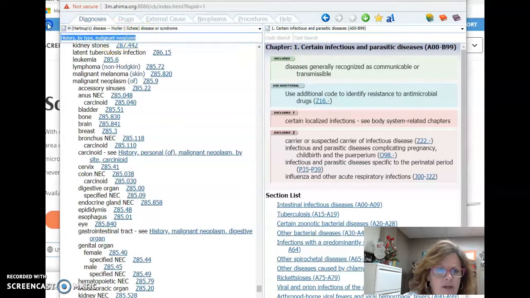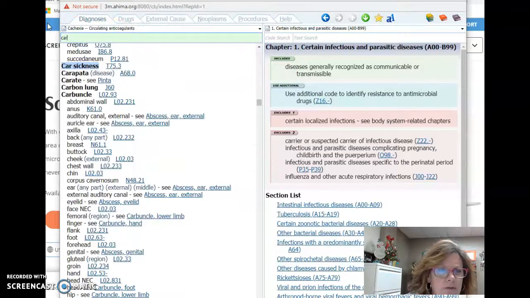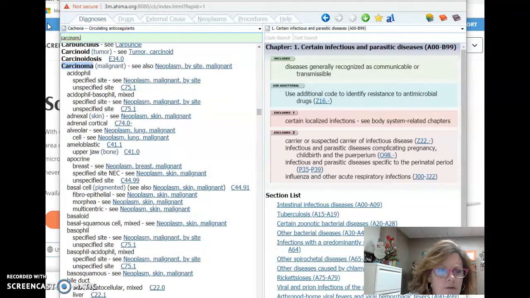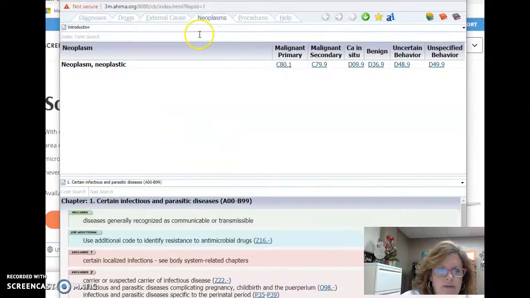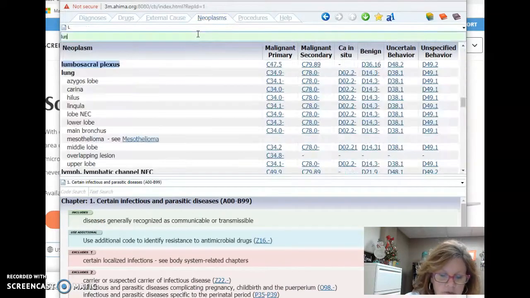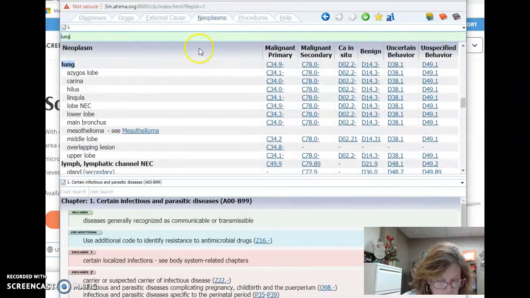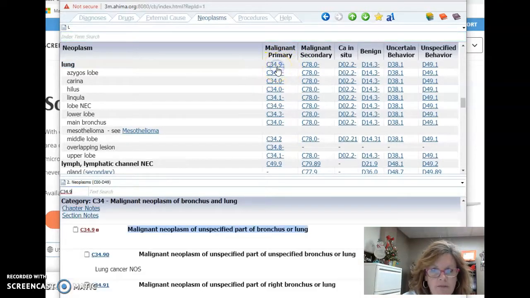So if we put in here carcinoma, lung, okay, so here it tells you by site. All right, so we need to go to the everyone tab. I hope you have your tab set. Go to the neoplasm table. Look for lung. Okay, so with that, we have metastatic carcinoma of the lung. So that is our malignant primary site, C34.91.